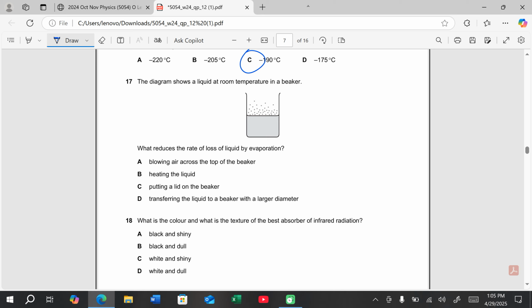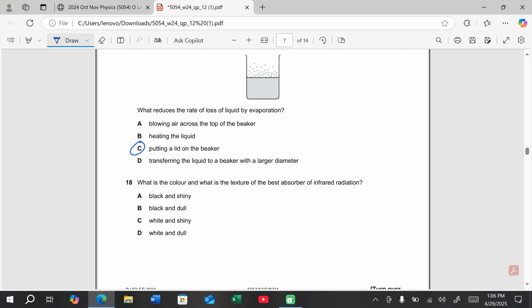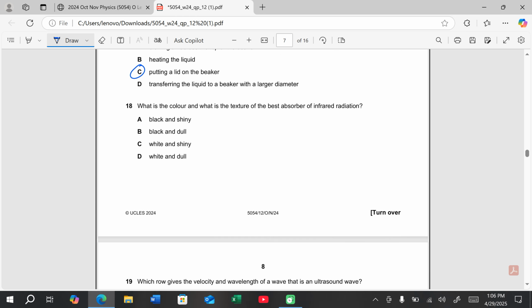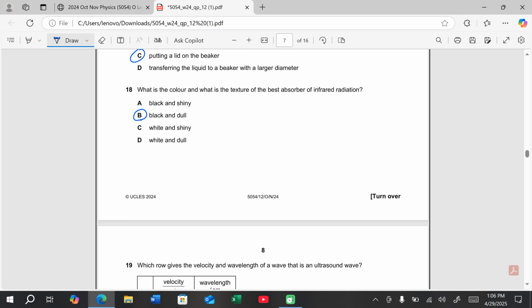Let's check out D. Transferring the liquid into a beaker with a larger diameter. The surface area will increase, that will increase the rate of evaporation, not decrease, so C is the right answer. Let's move on to 18. What is the color and what is the texture of the best absorber of infrared radiation? That should be black and dull, because shiny and white are good reflectors, they are not good absorbers.